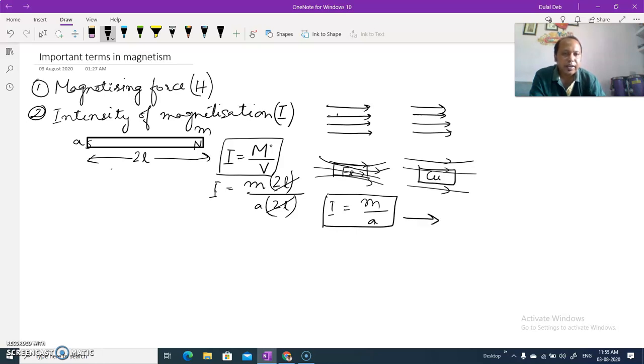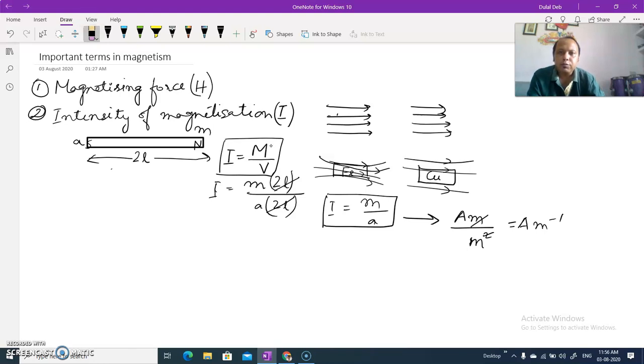Now we can find out the unit. Pole strength has a unit of ampere meter, and area has the SI unit of meter square. So one meter will cancel out and we will have ampere per meter as the SI unit of intensity of magnetization. And you can see that the magnetizing force as well as the intensity of magnetization both have the same SI unit. So don't get confused about them.